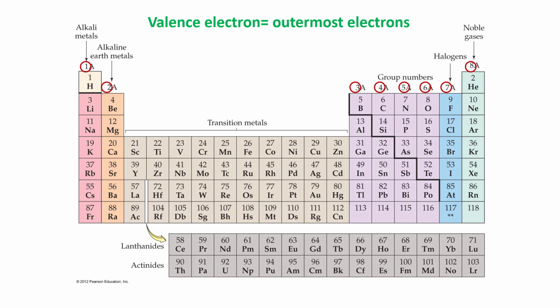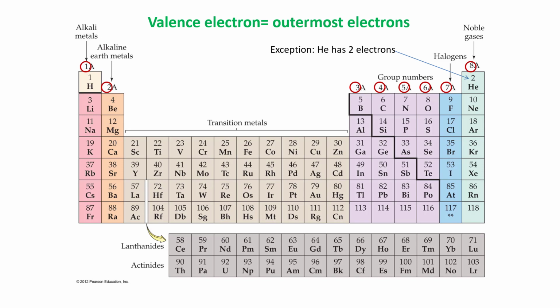You would go over and look at element number 15, the P for phosphorus, and you would say, oh, it is in group 5A, therefore it has 5 valence electrons in its outer shell. And that's very important. And that leads us to figuring out what charge it's going to have or what type of ion it's going to be.